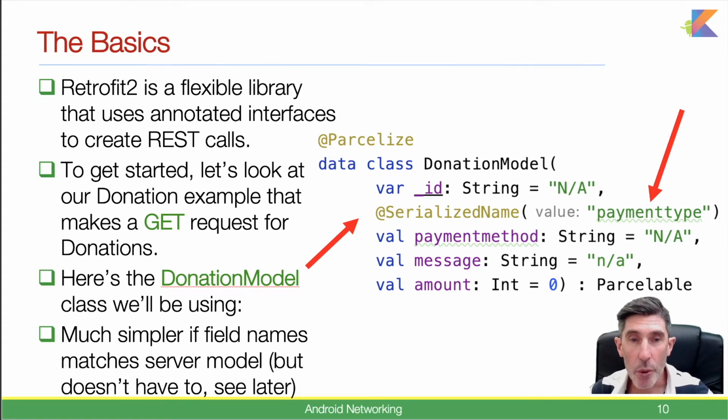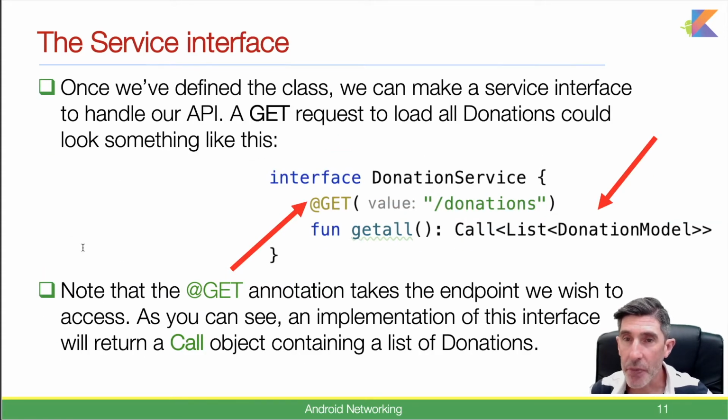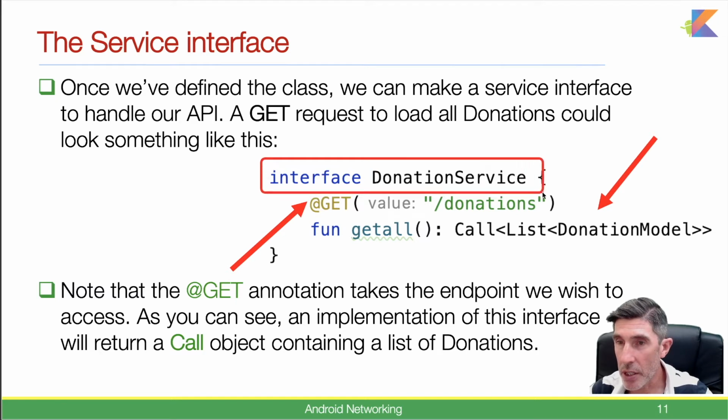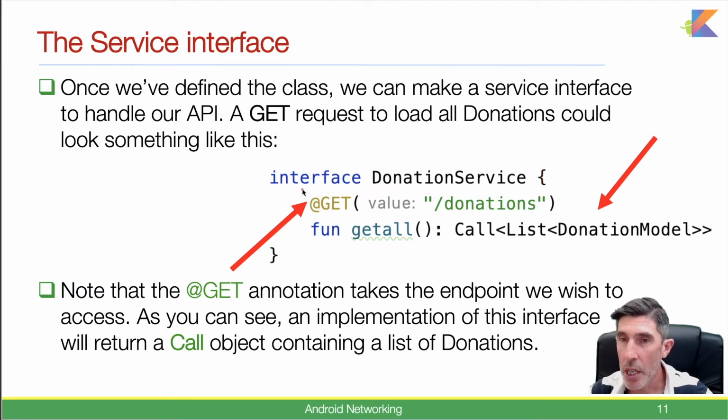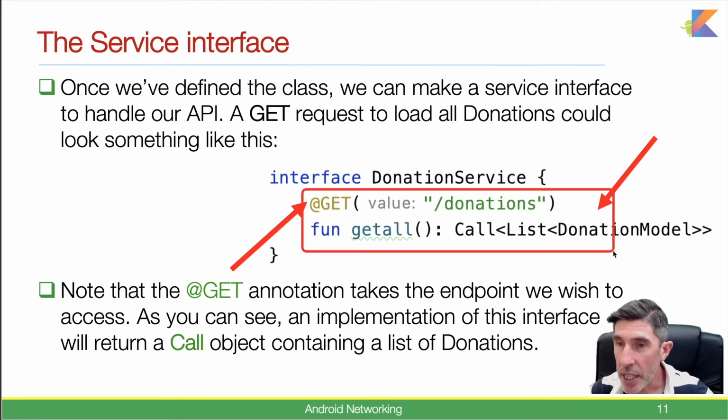Okay, so we would start with the interface. Once we define the class, we can make a service interface to handle our API. A GET request to load all donations could look something like this. If we see it here, we're going to work off our interface, the donation service interface. These kind of go together now.